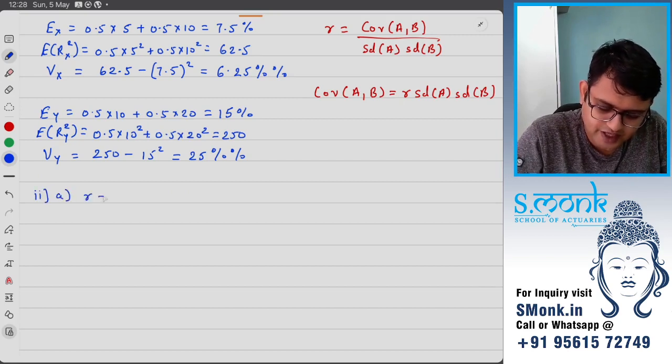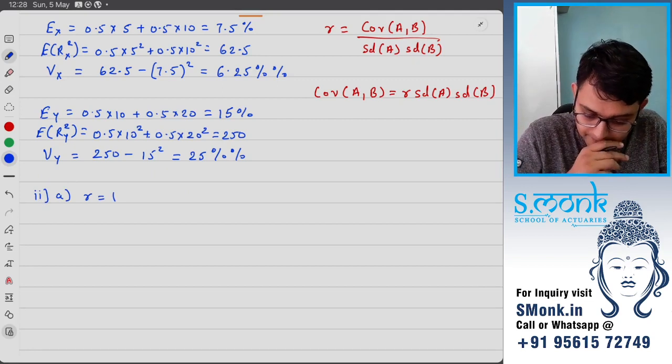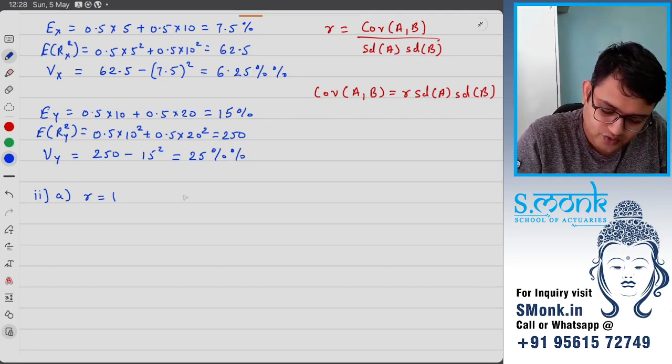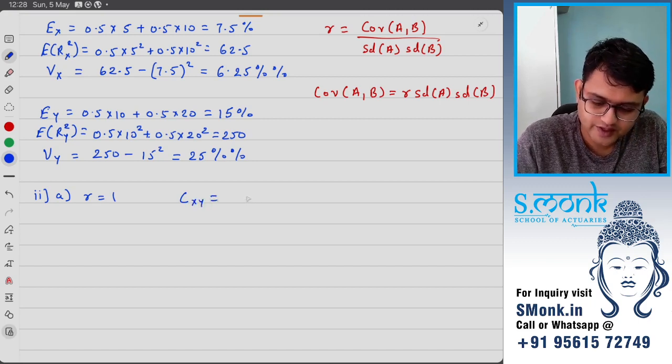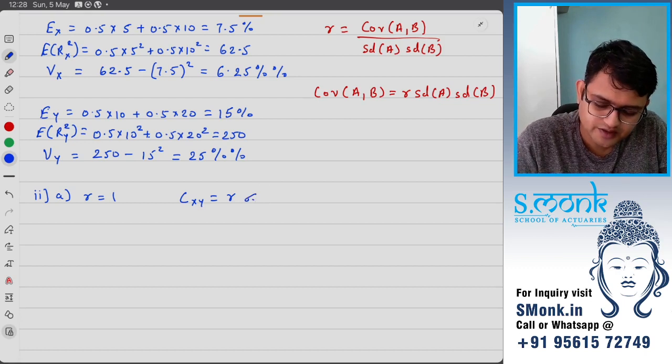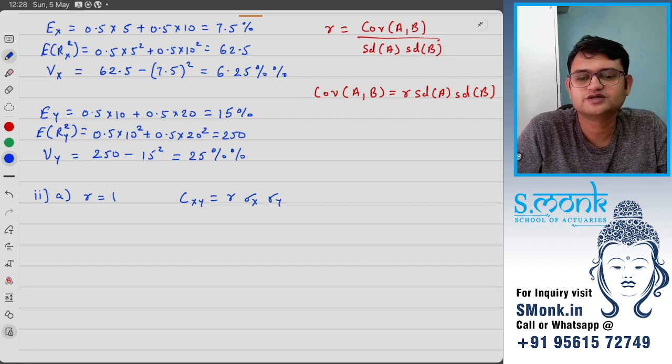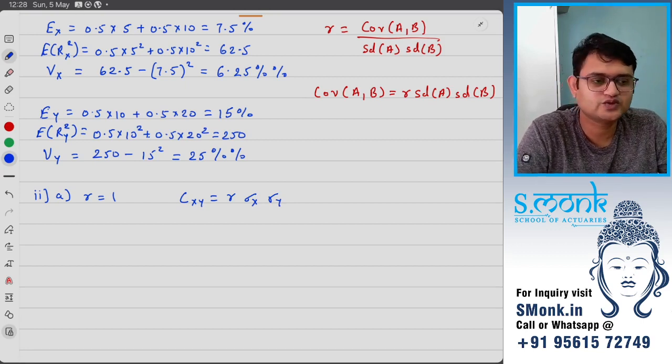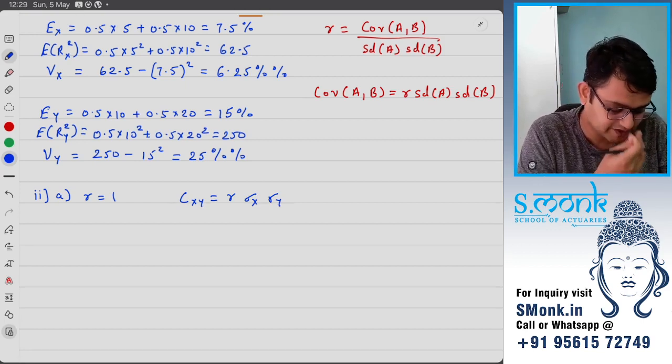So first we are saying R is 1. So I can say covariance, that is C XY in this case, is going to be R times the standard deviation of X times the standard deviation of Y. You can write sigma. This is another reason I prefer writing sigmas. It's just easier to write rather than writing roots and stuff. Okay, you can write sigmas, no problem there.